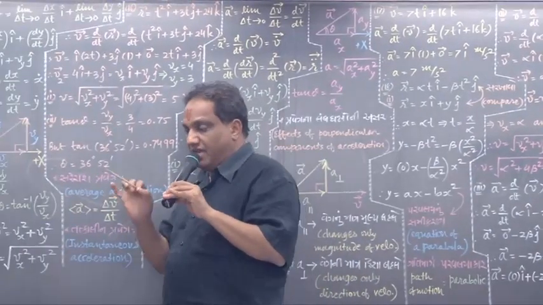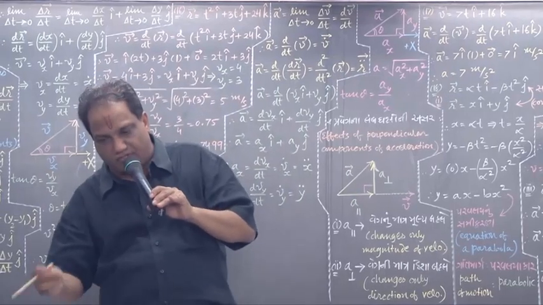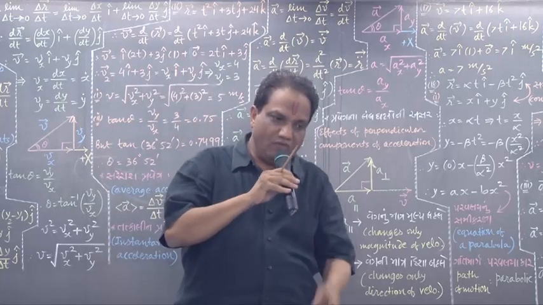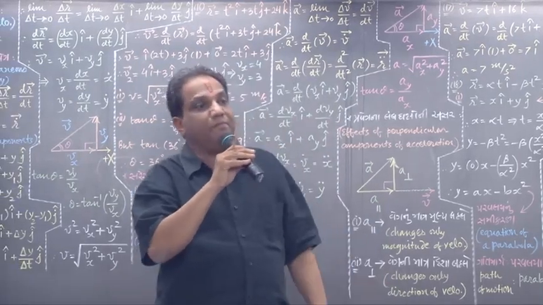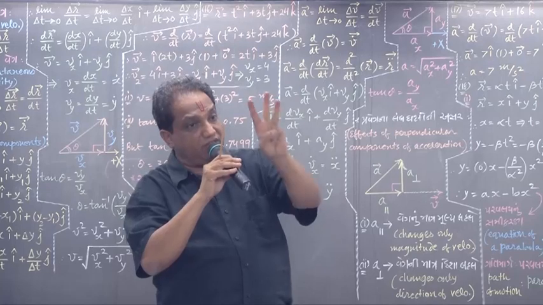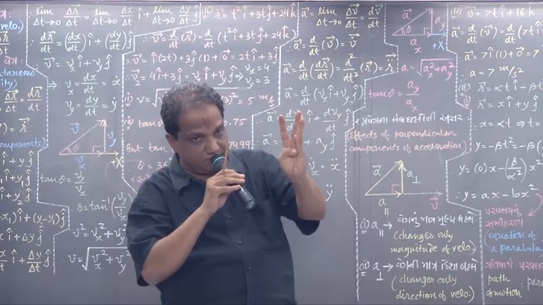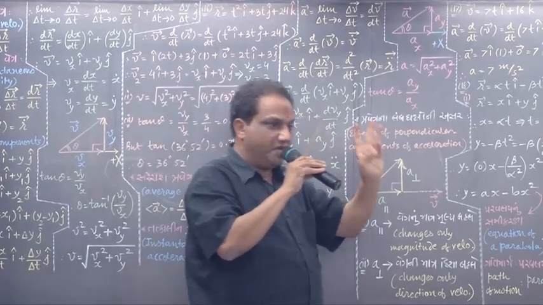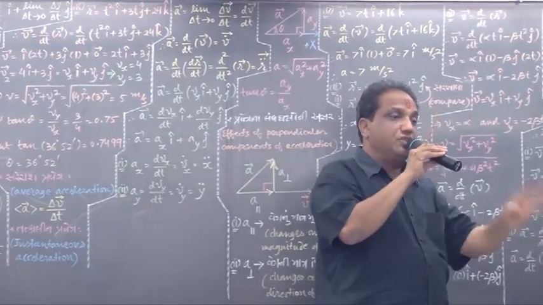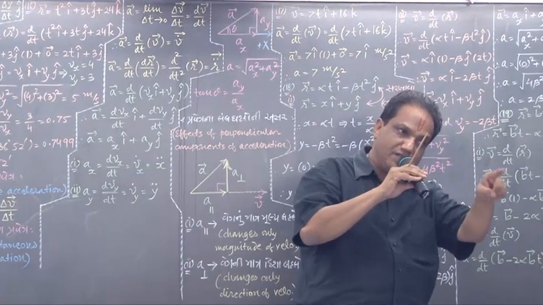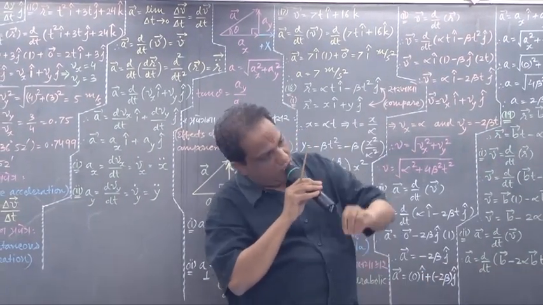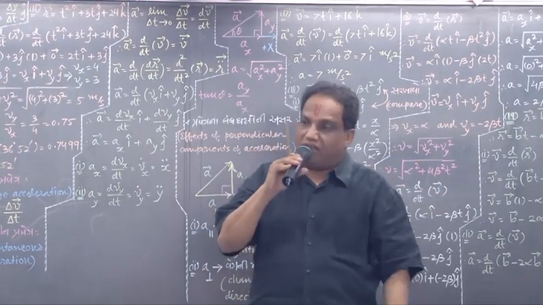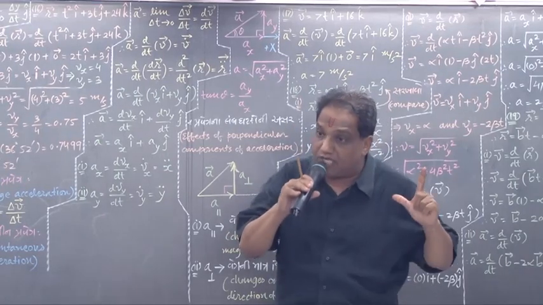In short, whenever velocity changes, acceleration is produced. Velocity is a vector. A vector can change in three different ways. Number one, by change of only magnitude. Number two, by change of only direction. Number three, by change of both magnitude as well as direction. In all the three cases, velocity is said to have changed. And whenever velocity changes, acceleration is produced.